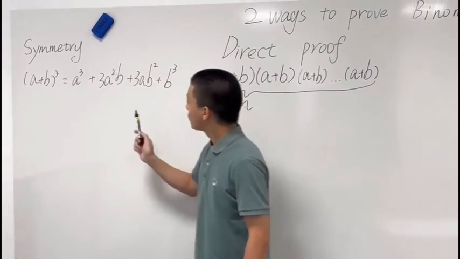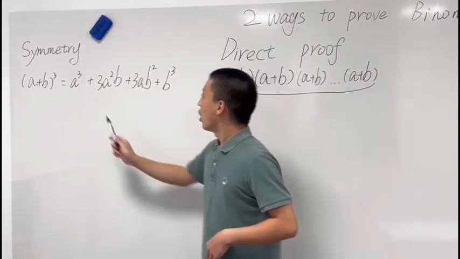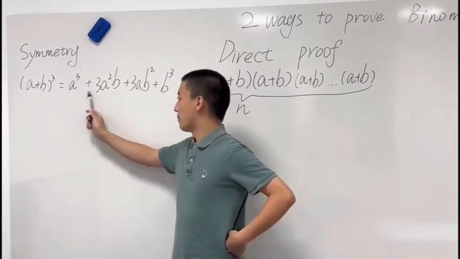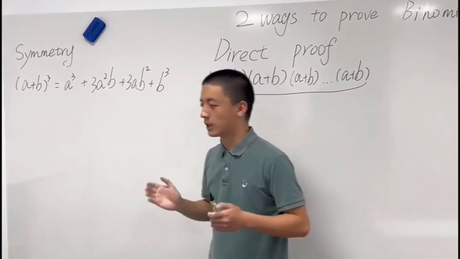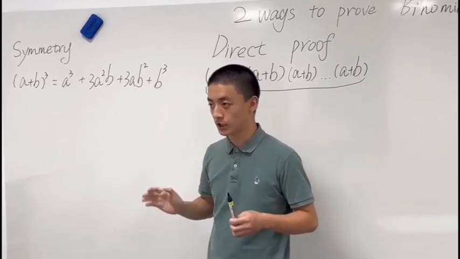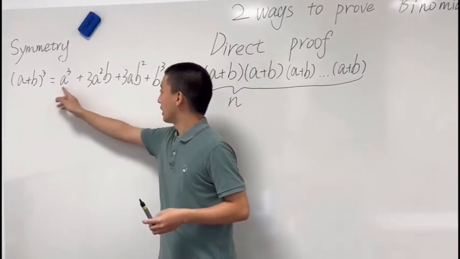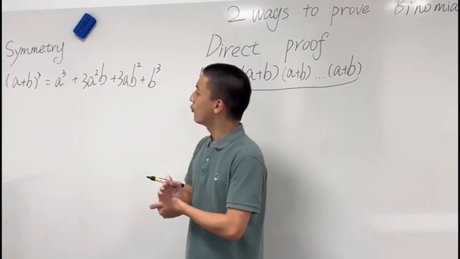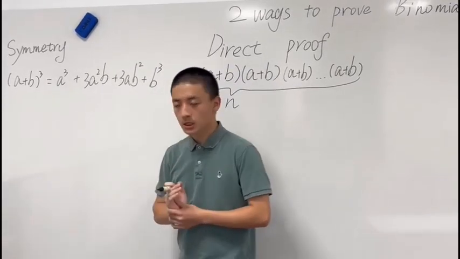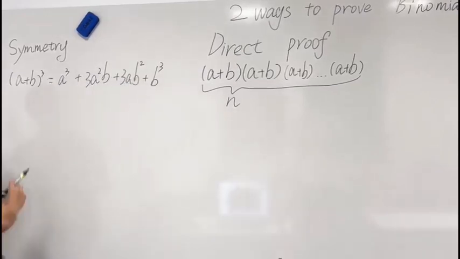And also we must know that all the combinations will appear at least one time, because right now we just assume we still don't know the coefficient. So then, how do we prove the coefficient is symmetric? I have an interesting way to prove it.